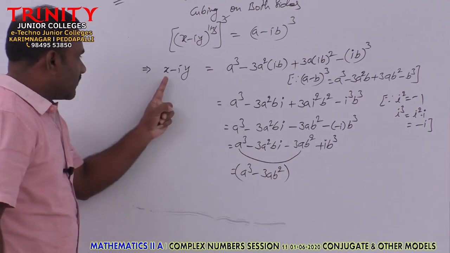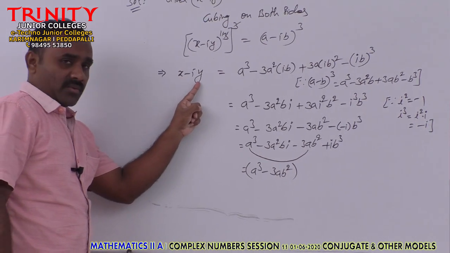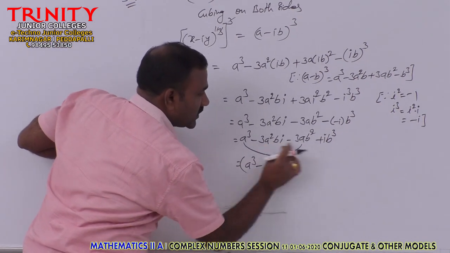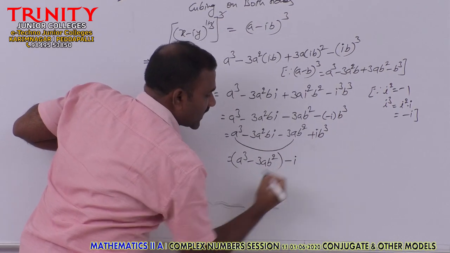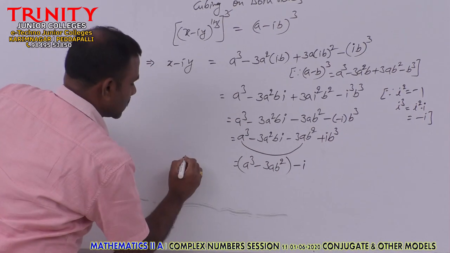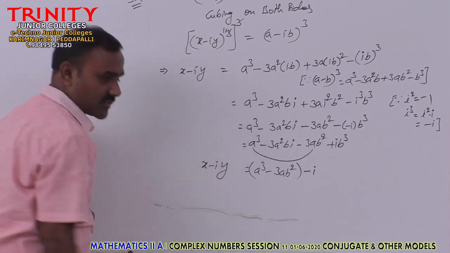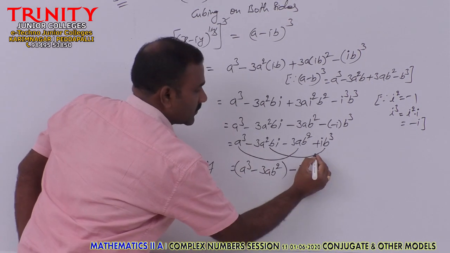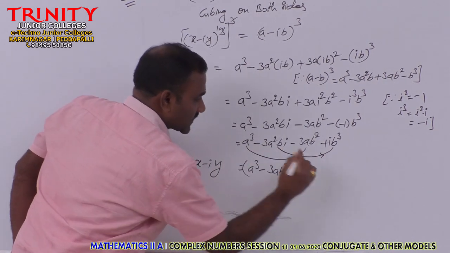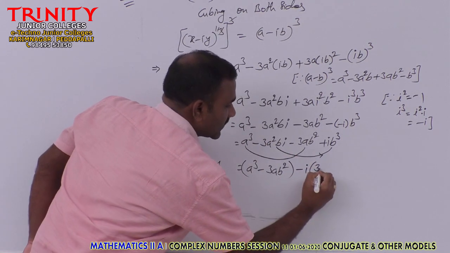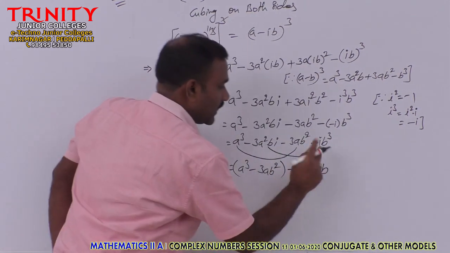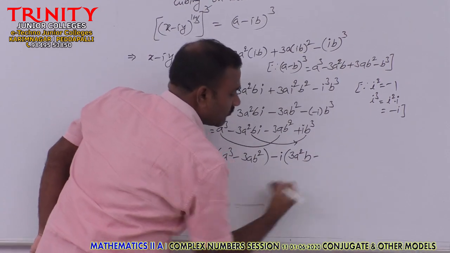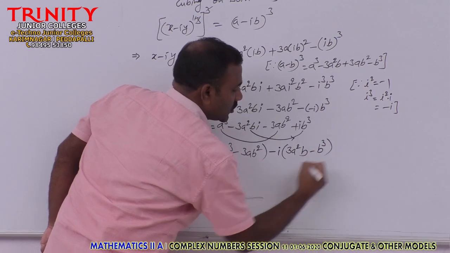Therefore, on the left side we have x minus iy form. That's why I am taking minus i as common from these two. I am expressing it in the same form as on the left side, x minus iy. Therefore, from these two I am taking minus i as common. Here it is 3a square b. Here from plus i we have taken minus i common, therefore we will get minus b cube.